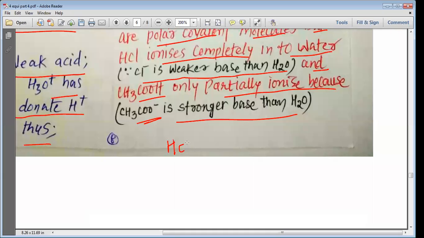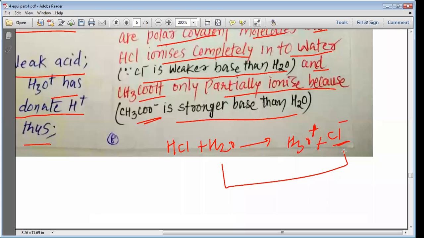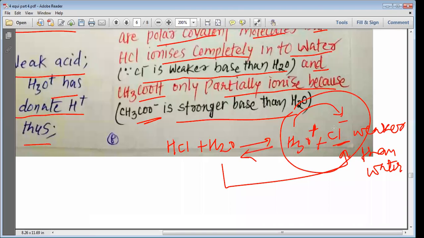So when it comes to HCl, if we add it into water, my dear students, we get Cl minus and H3O plus. Now please remember that Cl minus is a weaker base than water. So what happens? Cl minus cannot accept H plus from H3O plus, and that is why at equilibrium we will have the major concentration of H3O plus and Cl minus. And that is why we can say HCl is a strong acid.